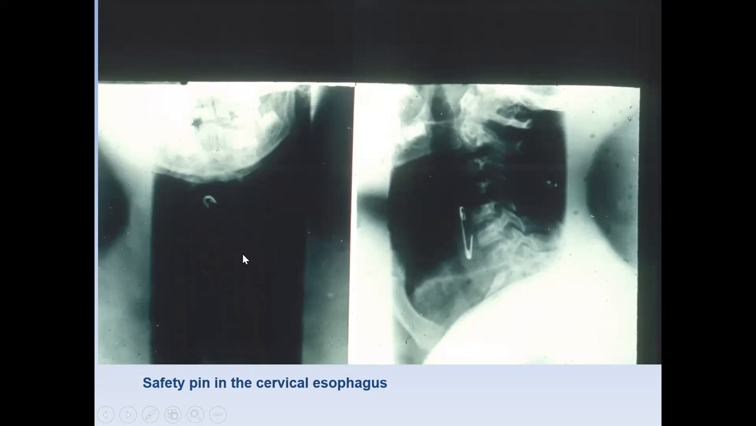So the esophagus is divided into three parts. We have the cervical esophagus, the thoracic esophagus, and the abdominal esophagus.